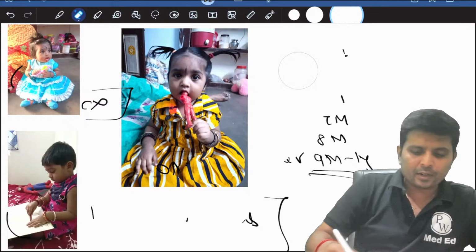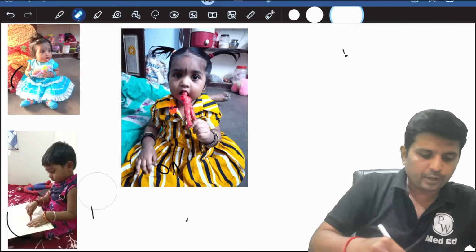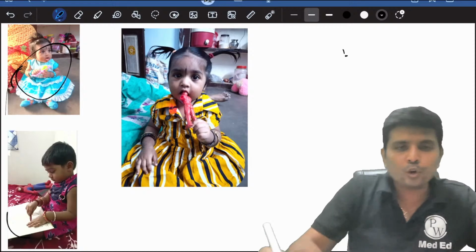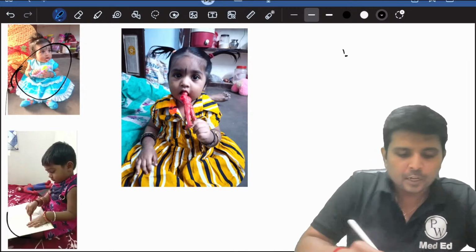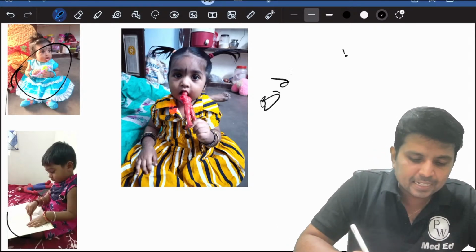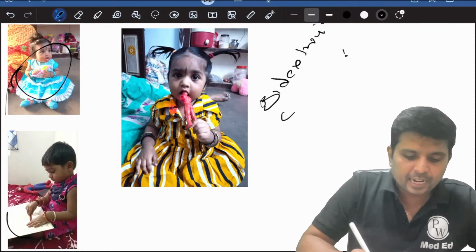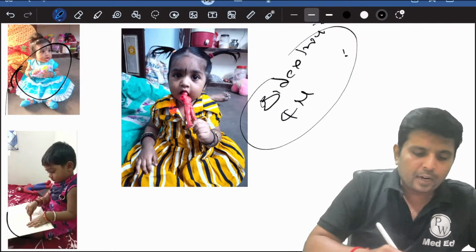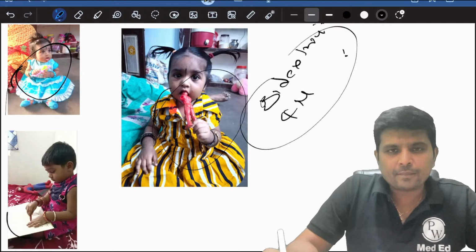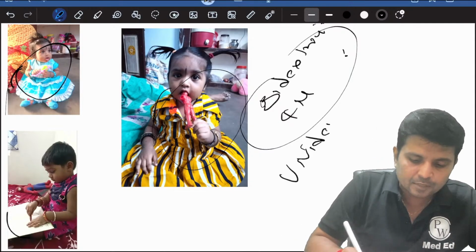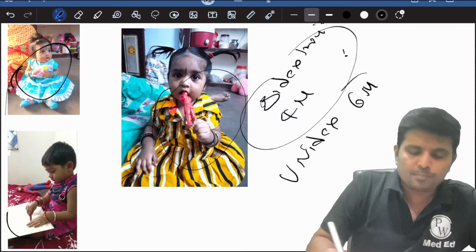And then what are all these things? So look at this. The child is holding things in both hands. This is called bidextrous grasp, at 4 months. And look at this. The child is having the toy in one hand. This is called unidextrous grasp, which occurs by 6 months.